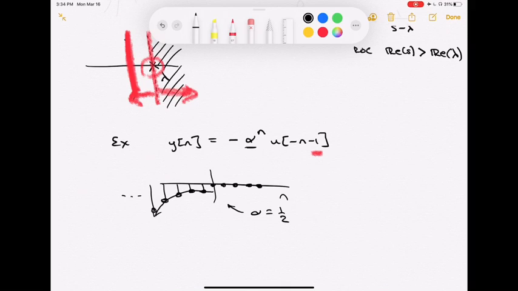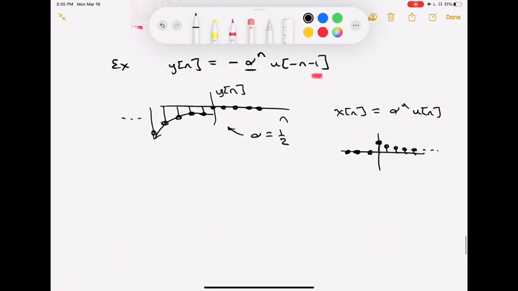If I looked at my previous example where I had x of n equal to alpha to the n u of n, same alpha, what would it have looked like? It would have been 0 everywhere before, and then it would have started at a 1 and decayed down, something like that. A nice causal decaying exponential. This other case, y of n, is an anti-causal exponentially growing waveform, even though the alpha is the same. Very similar to the pair of cases I gave for continuous time.